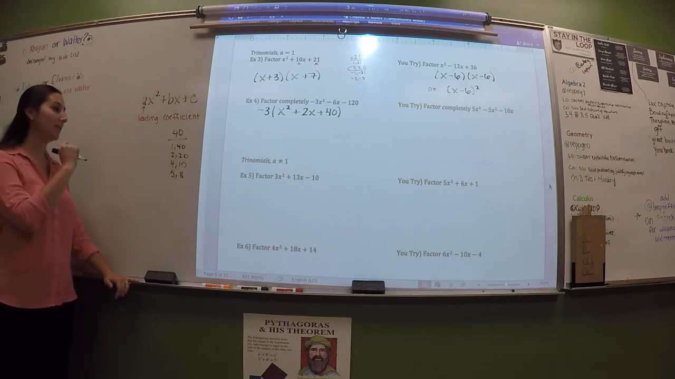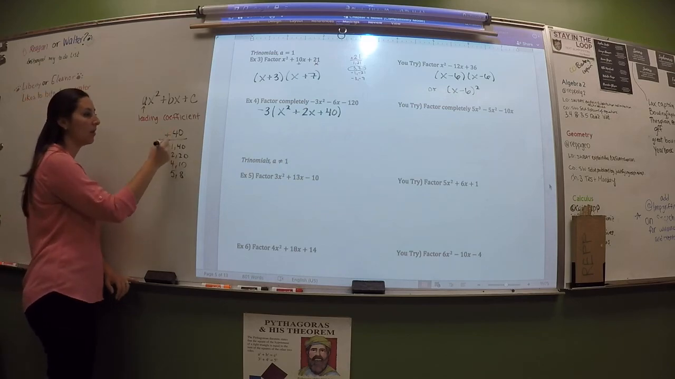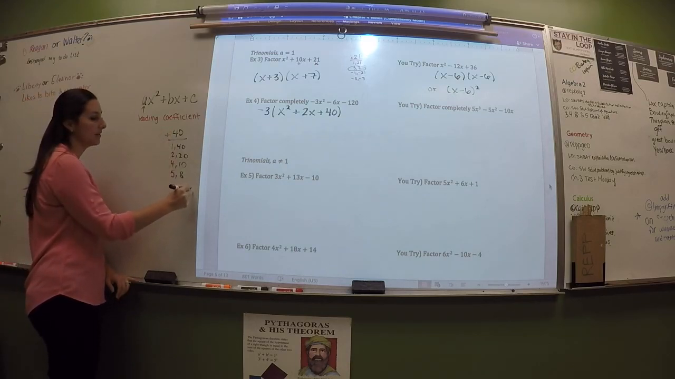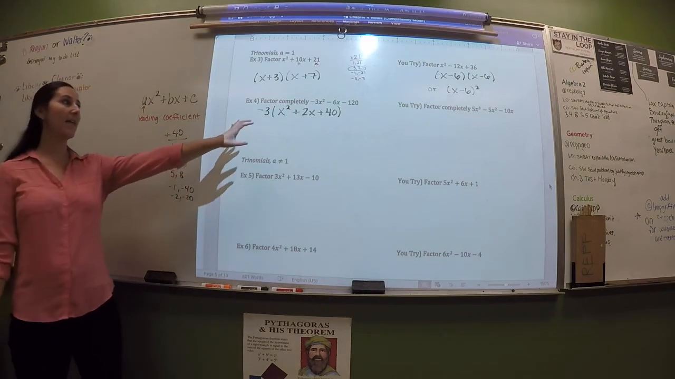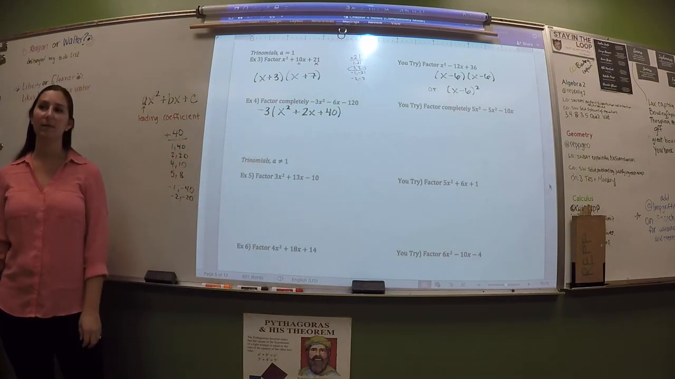Can I make something negative? It has to be a +40, so that means all of these and all their negatives. Doesn't work. Doesn't work. Okay, so it's not gonna work. So this is it.